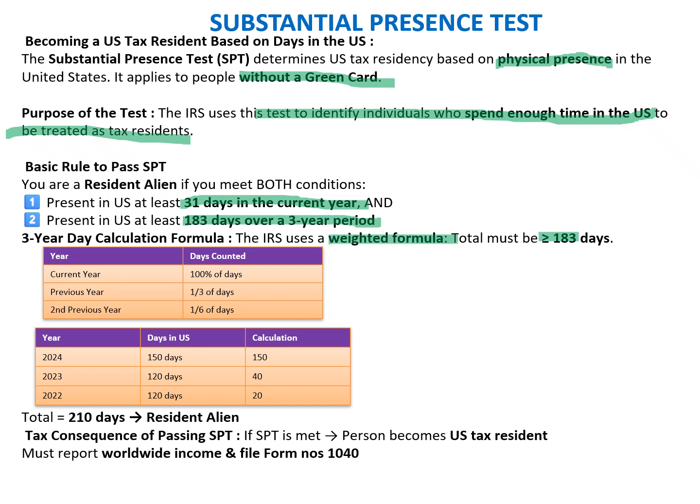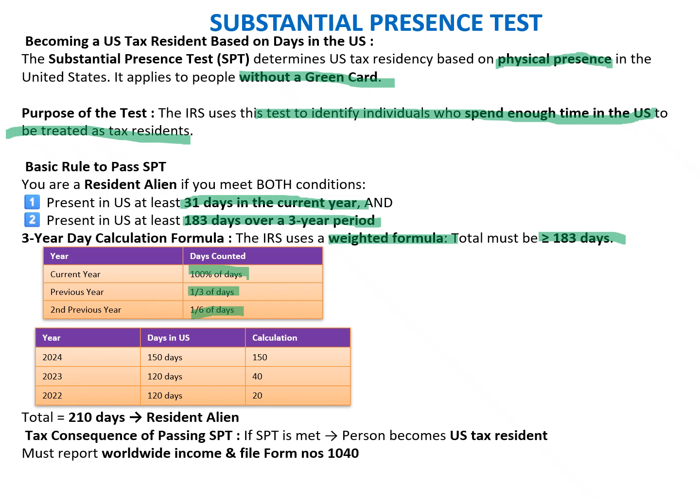Total must be greater than or equal to 183 days. So what are these? For the current year, they take 100% of the days, for the previous year 1/3 of the days, and for the second previous year 1/6 of the days. So they use this formula to calculate the number of days to arrive at the 183 days, and then they will treat the person as a resident alien.